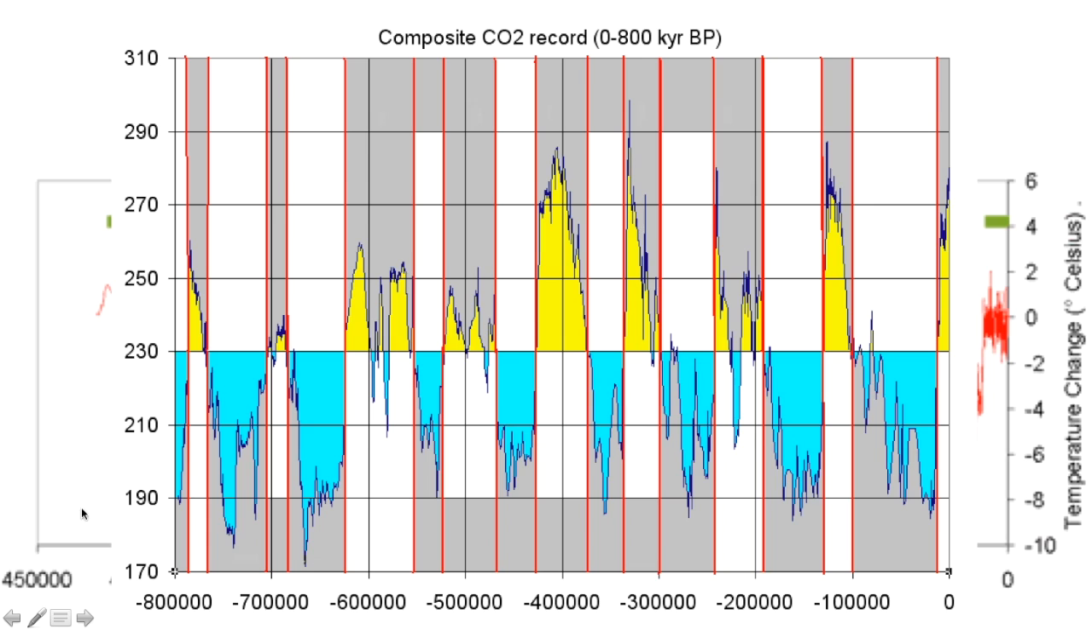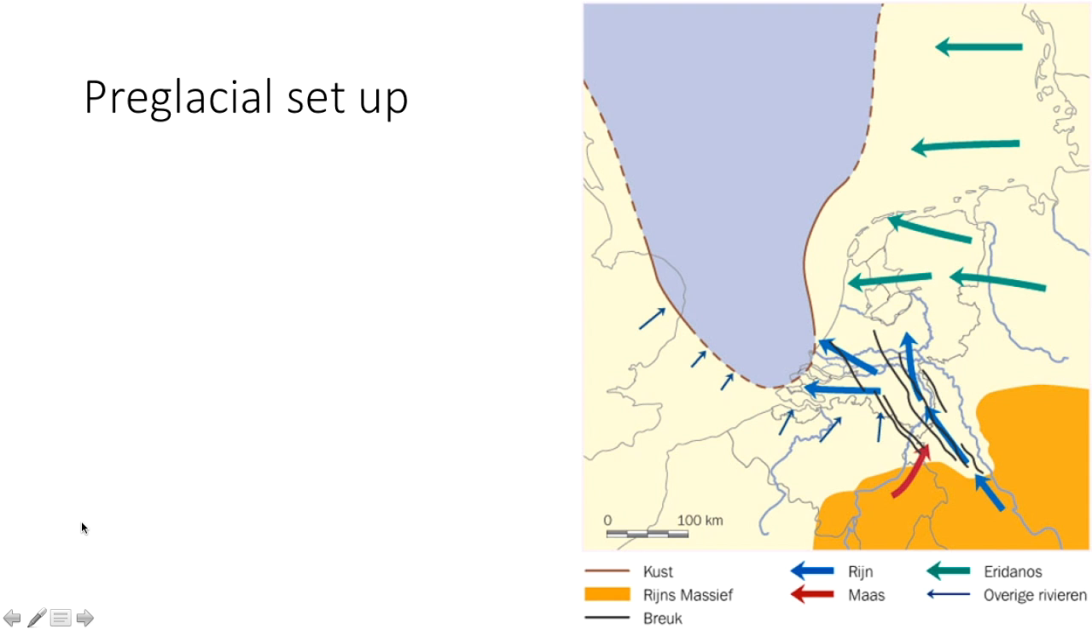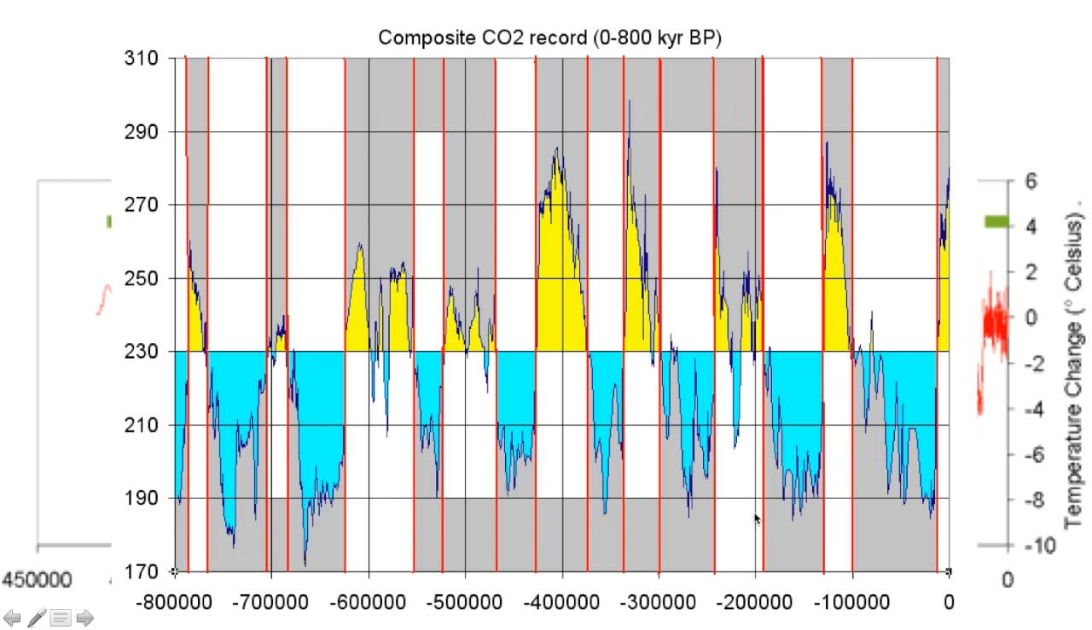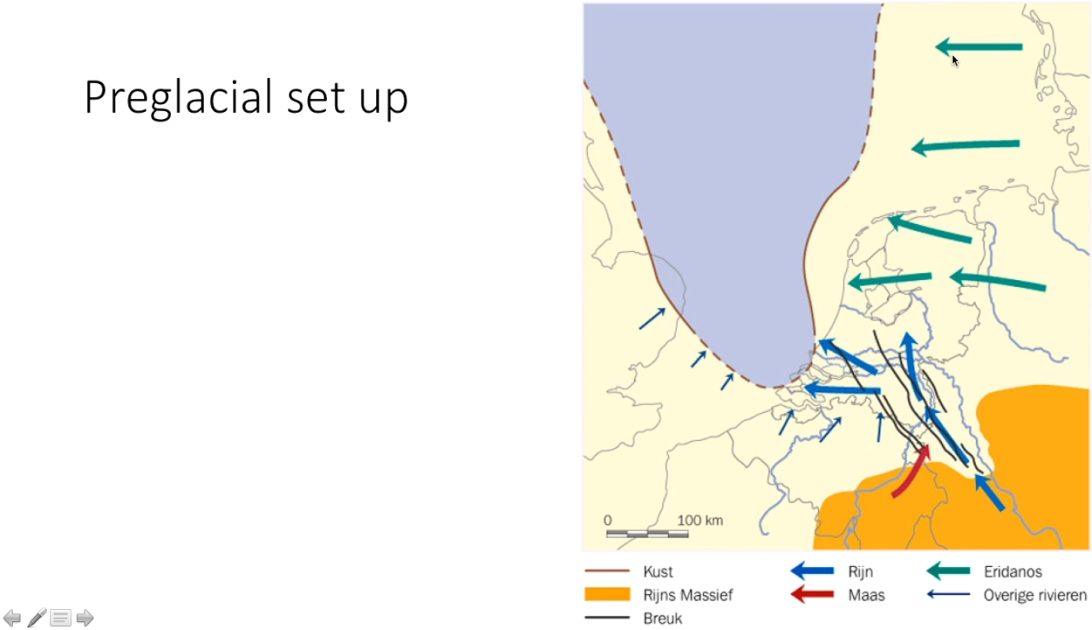And this has been going on for the entirety of the Quaternary system. So this is the Netherlands in the pre-glacial setup. So we're over here somewhere, okay? Right. Now, this is the ocean, this is low, and all the water from the continents wants to go to the lowest point, and it flows this way.